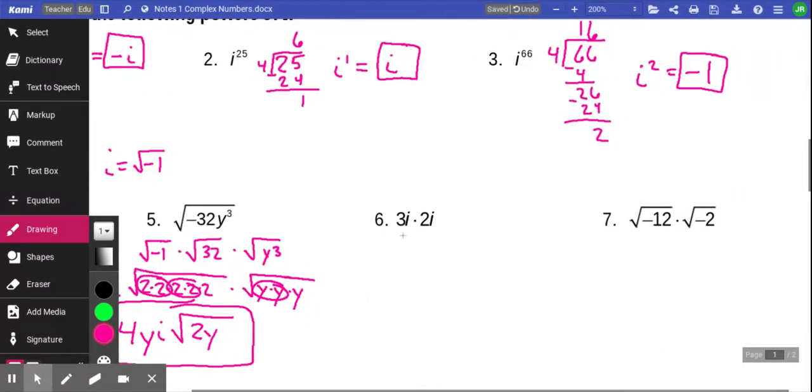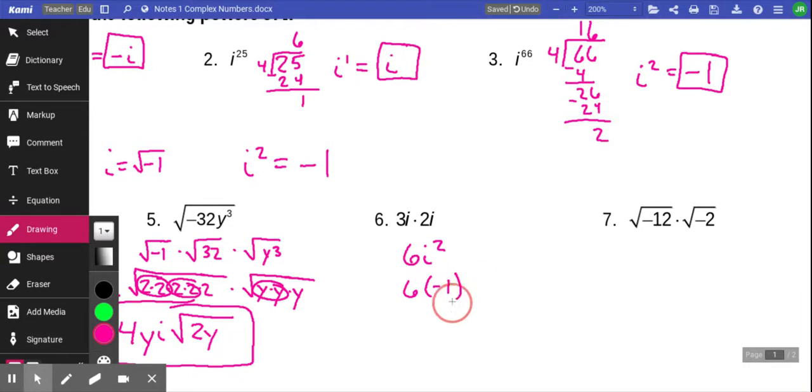All right, this next example, we have 3i times 2i, which 3 times 2 is going to give us 6. i times i is i squared. But by definition, we know that i squared is the same thing as negative 1. So this is going to give us 6 times negative 1, which is going to give us negative 6. So we had imaginary numbers, but when we multiplied those two imaginary numbers together, we actually got a real number.